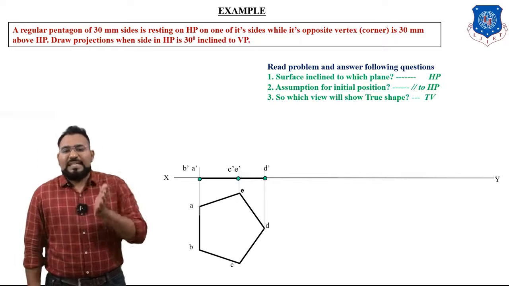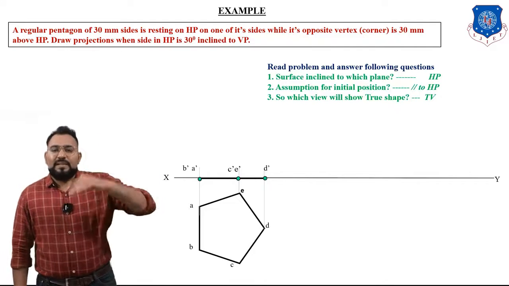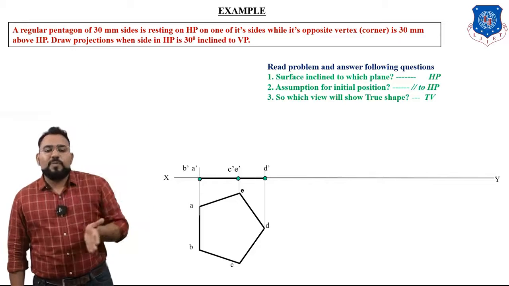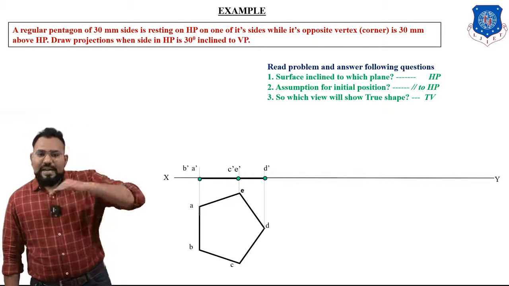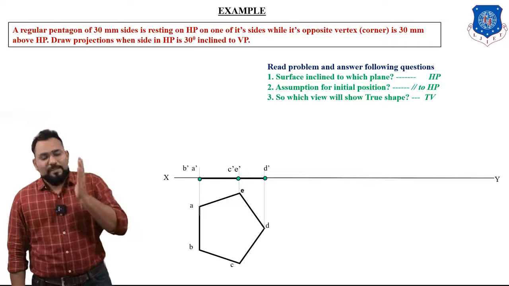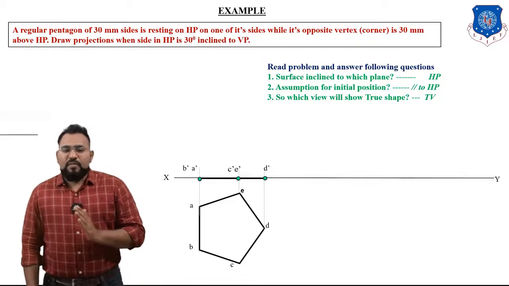So what we have to do in second stage, we have to take point D 30 mm above HP. That means D dash will be 30 mm above HP. So we have to draw a front view in second stage in such a way that D dash must be 30 mm above HP, and by using this condition we have to find the angle of HP. So let us see what we can do.